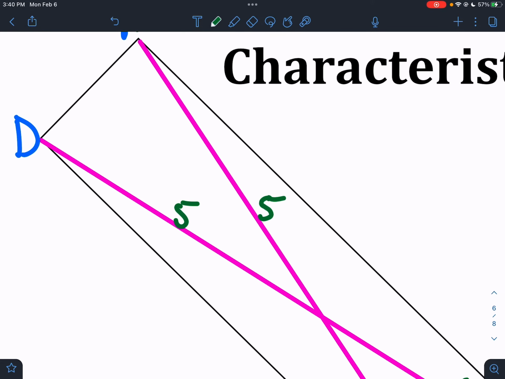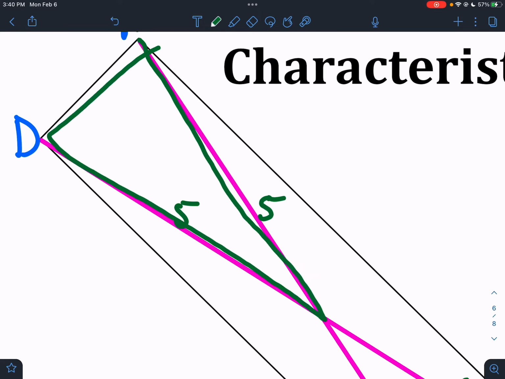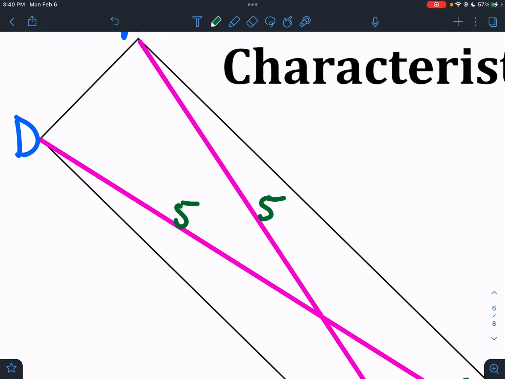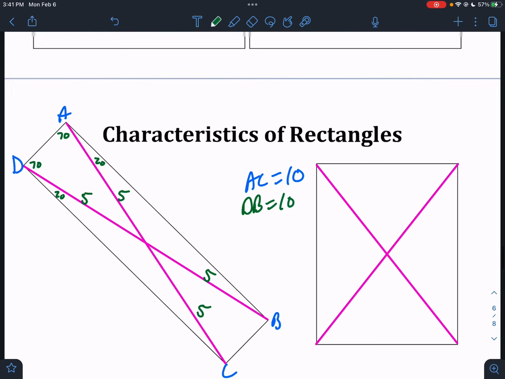And I did that for a reason. What kind of triangle is this green triangle? The diagonals bisect each other and they're congruent. So what you end up making are little isosceles triangles. So like if this is a 70-degree angle, then this is also 70 degrees because of that isosceles triangle. You know the entire corner is 90. So if that's 70, this would be 20 and this would be 20.